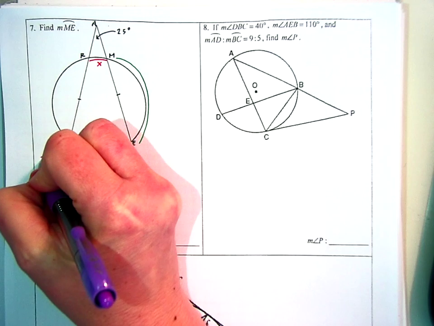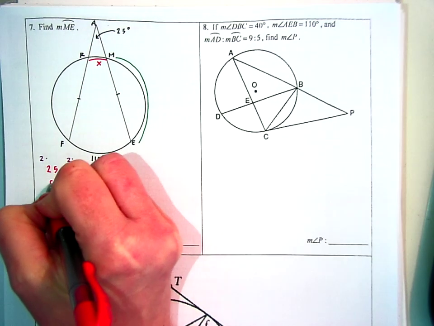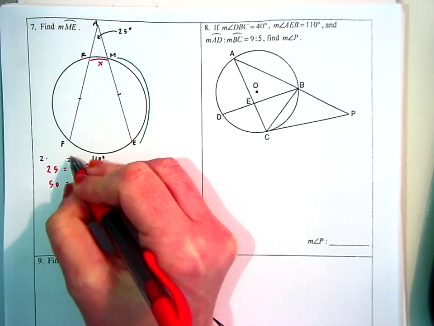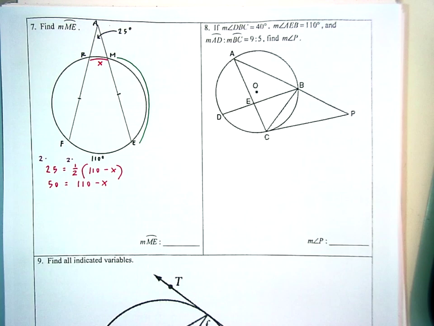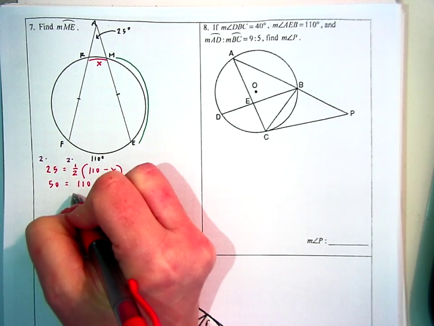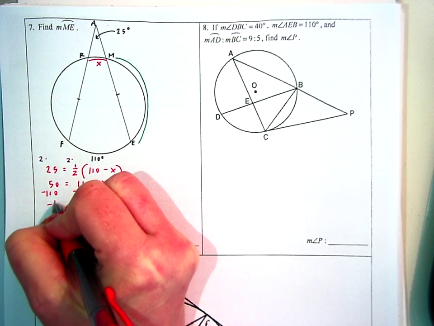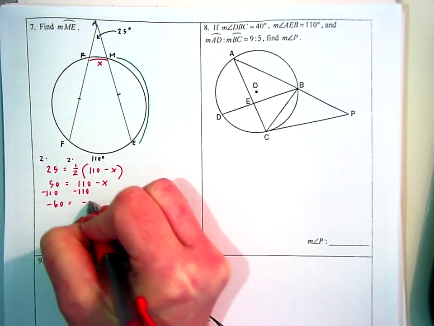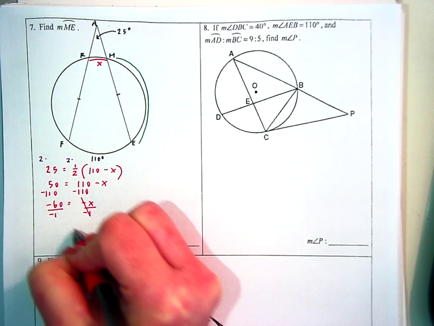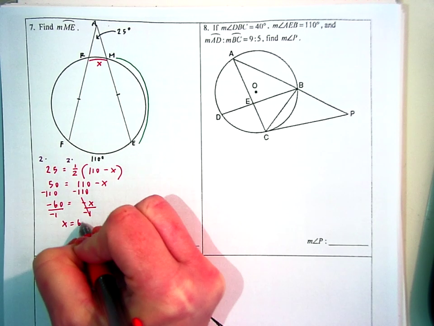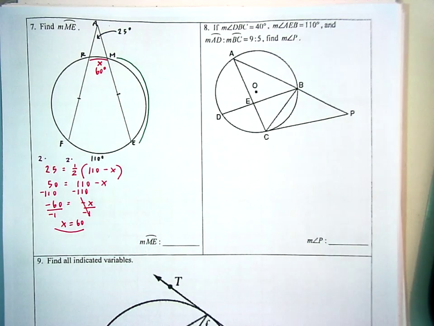So now here, I want to clear my fraction. I want to multiply each side by 2. So now I have 50 is equal to, this just becomes 1, so 110 minus x. I'm trying to get to x, so I'm going to subtract 110 away from each side. So negative 60 equals negative x. Divide that negative 1 away. And x is 60. So right there, that is meant to be 60 degrees.